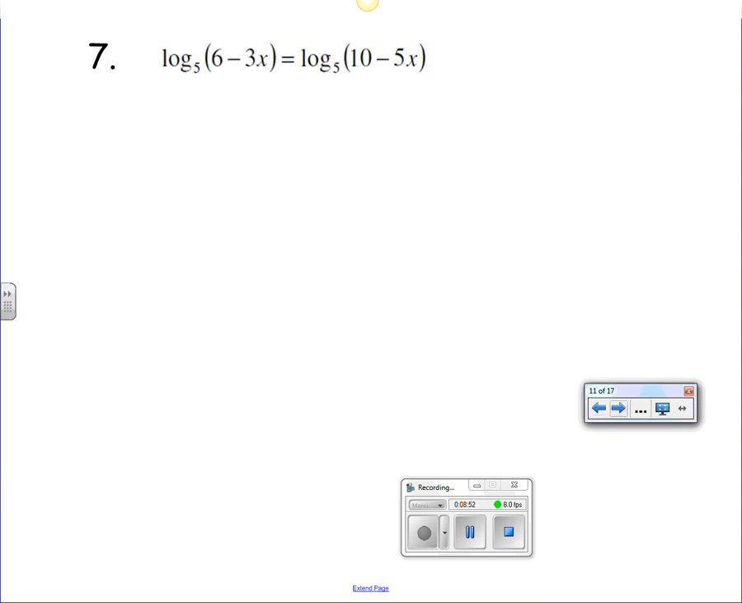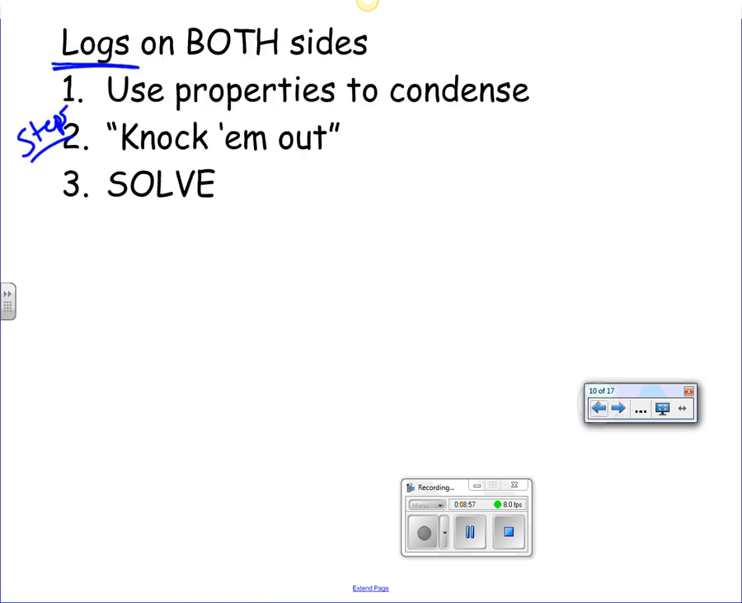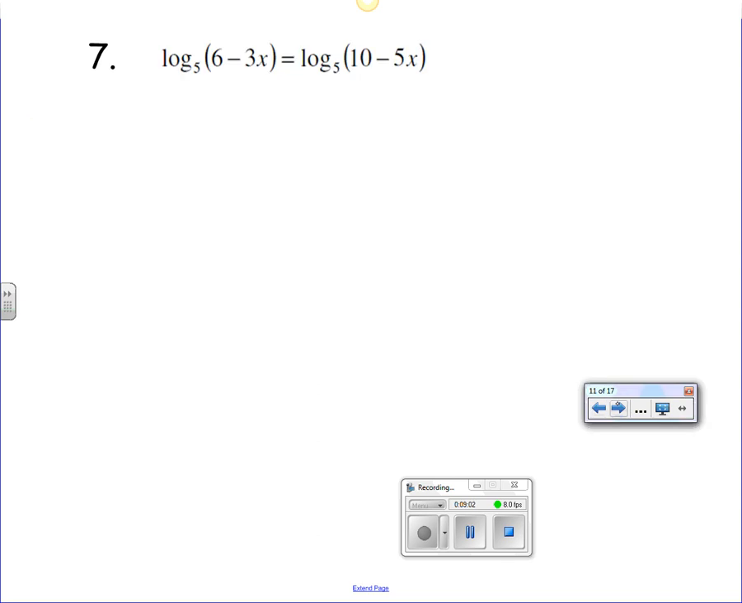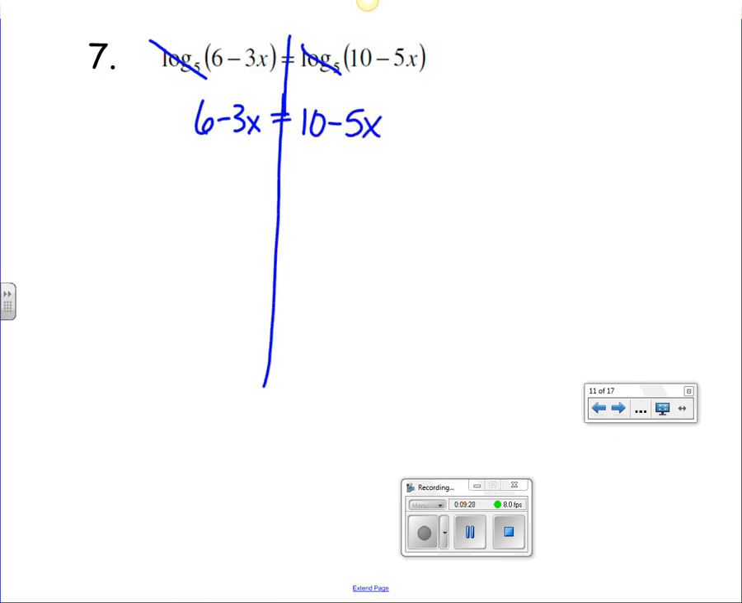All right, so again, step 1 is to condense. That's step 1, condense. So if you look, there's not multiple logs on the left or multiple logs on the right. So there's really nothing to condense. So you're ready to go to step 2, which is knock them out, which just means to cancel. So those cancel. If there's a log on both sides, they cancel out. So you're left with 6 minus 3x equals 10 minus 5x. And then you're just going to solve that like a regular equation.